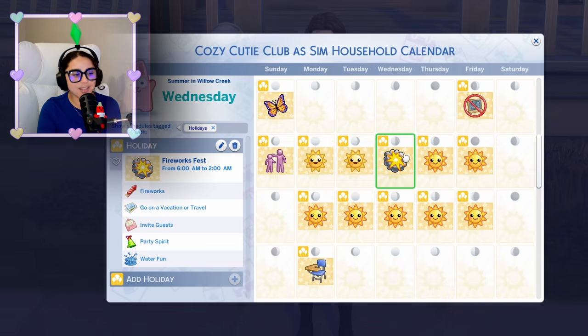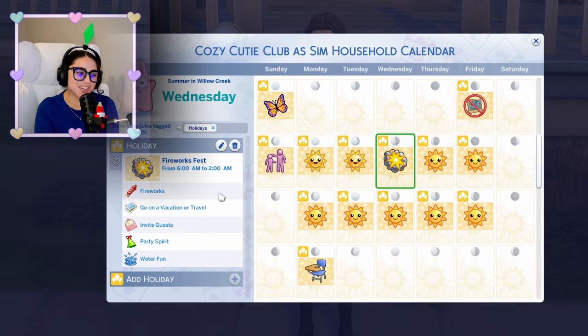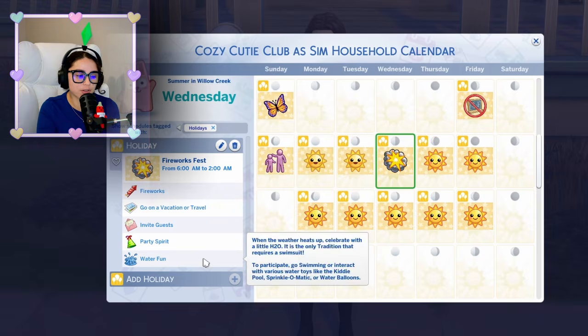And then this is Fireworks Fest, which you can probably guess is 4th of July. This counts as a day of summer vacation, obviously, because it's in between all of the other summer vacation. But regardless, it is a day off because 4th of July technically is a day off in real life. The traditions are fireworks, go on vacation or travel, invite guests, party spirit, and water fun.